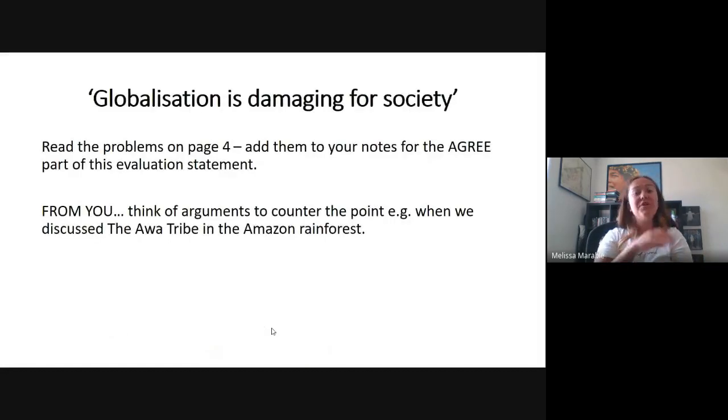So what I want you to do is, this is your evaluation statement. Globalisation is damaging for society. And how you're going to tackle this, if you turn to page 4 in the textbook, you will see this really nice summary box. I've got 5 key problems here, and then you've got some development and some explanation on the other side. Read these, add them to your notes for the agree part of this argument that globalisation is damaging for society. And then on the other side of the argument, I want it to come from you.